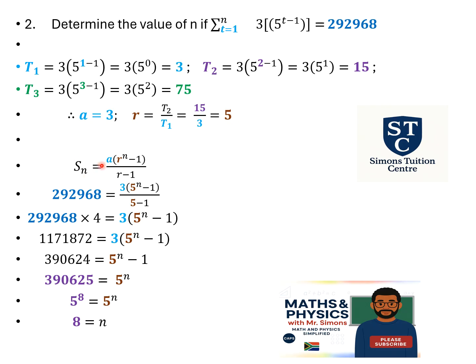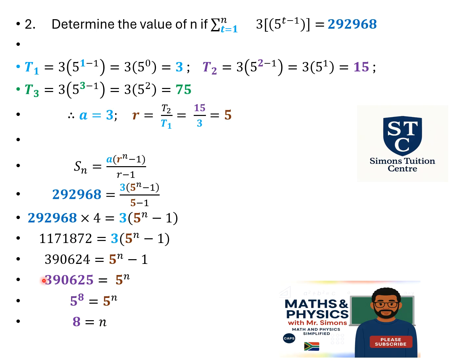So the sum to n terms equals a times r to the n minus 1, over r minus 1. Sn equals 292,968. a is 3. The r is 5 to the power n minus 1, over 5 minus 1. So 5 minus 1 is 4. To get rid of the division, I use multiplication. So 292,968 times 4 equals 3 times 5 to the n minus 1. That multiplied would give me 1,171,872 equals 3 times 5 to the n minus 1. Then I'm going to divide by 3.